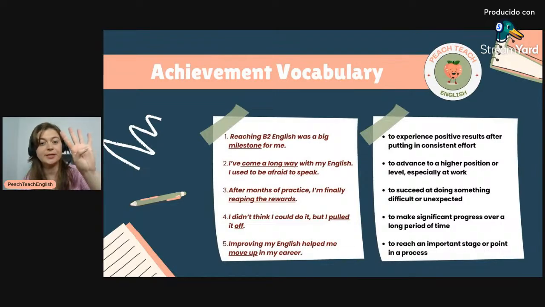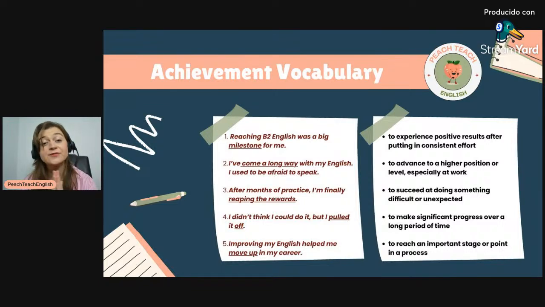Okay, this one's going to be number 4. To make significant progress over a long period of time. So maybe you remember in the beginning, you didn't know anything. And now maybe it's not perfect, but you can have a conversation and understand many things. And this is going to be you have come a long way. So you've improved a lot since you first started. Okay, let's look at number 3.